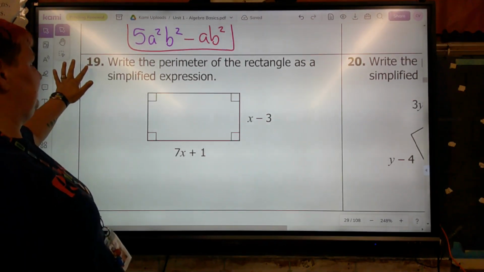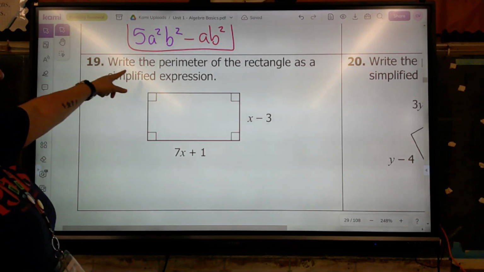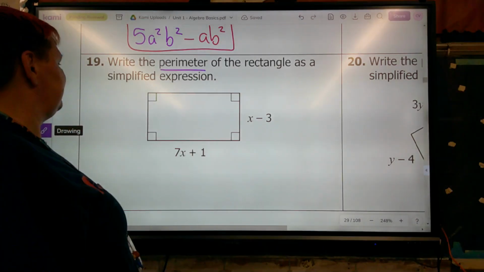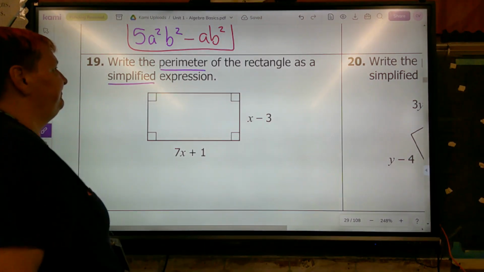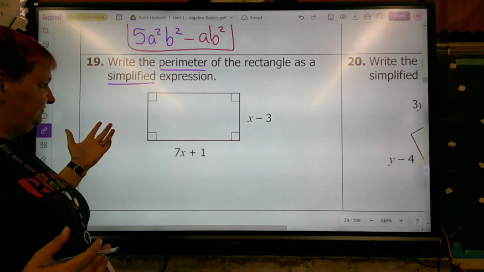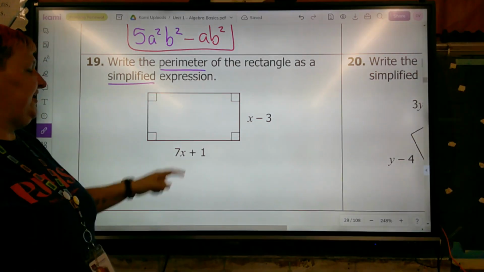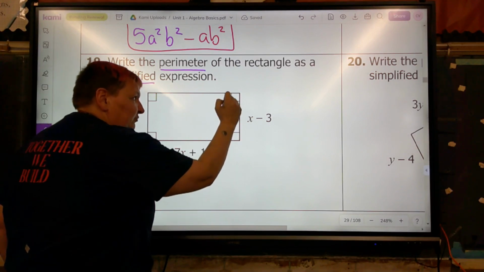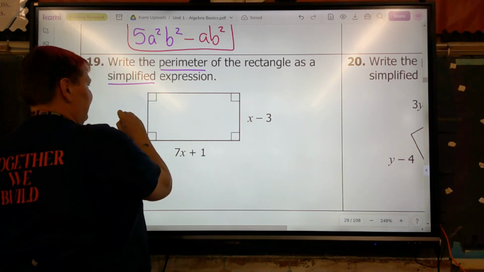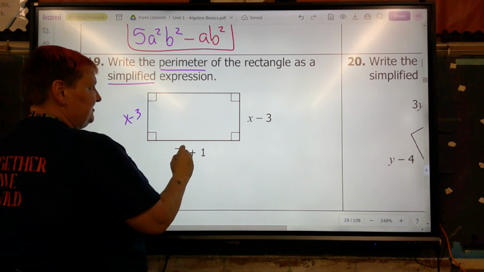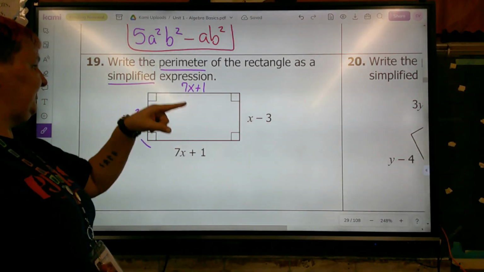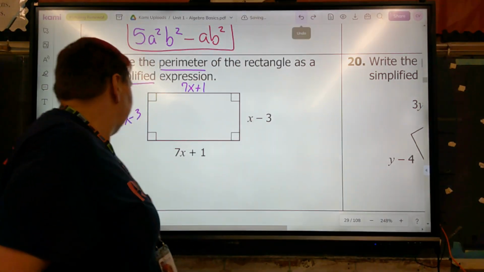Alright, 19, last one. Write the perimeter of the rectangle as a simplified expression. Alright, so we know, again, perimeter means outer border. And because it's a rectangle, and it tells us with all these little beautiful 90-degree angles, this side has to equal this side. And this side has to equal this side. Now all we have to do is combine and simplify. Right? So let's combine.